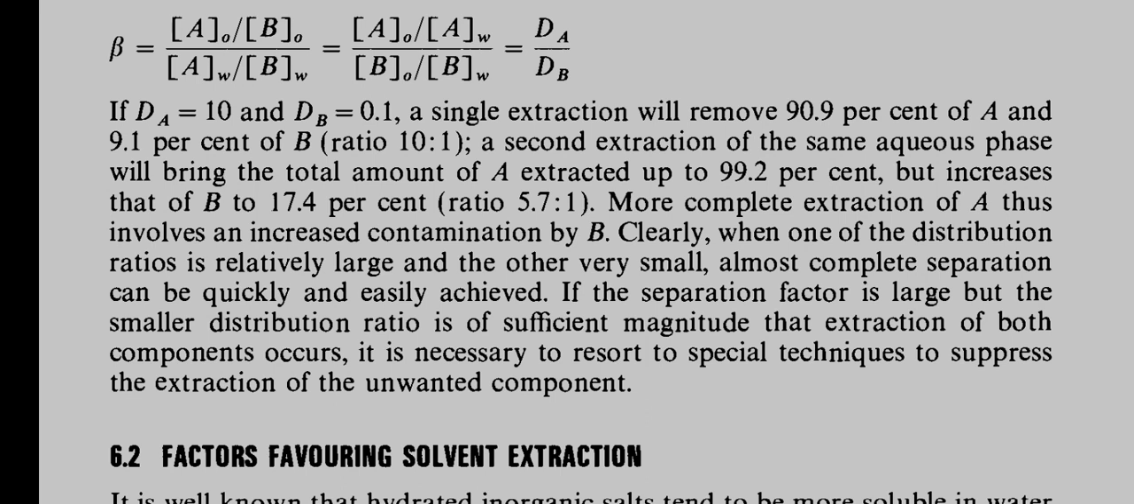Clearly, when one of the distribution ratios is relatively large and the other very small, almost complete separation can be quickly and easily achieved. If the separation factor is large but the smaller distribution ratio is of sufficient magnitude that extraction of both components occurs, it is necessary to resort to special techniques to suppress the extraction of the unwanted component.